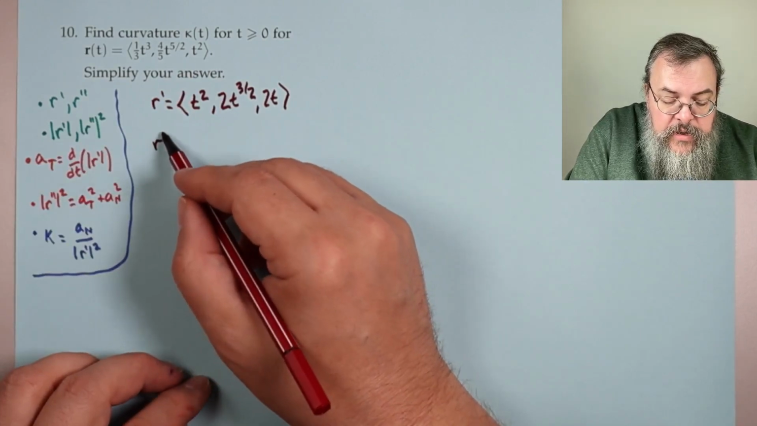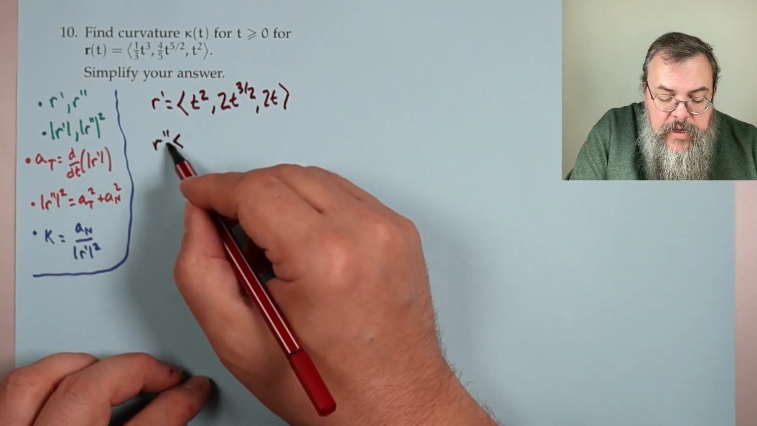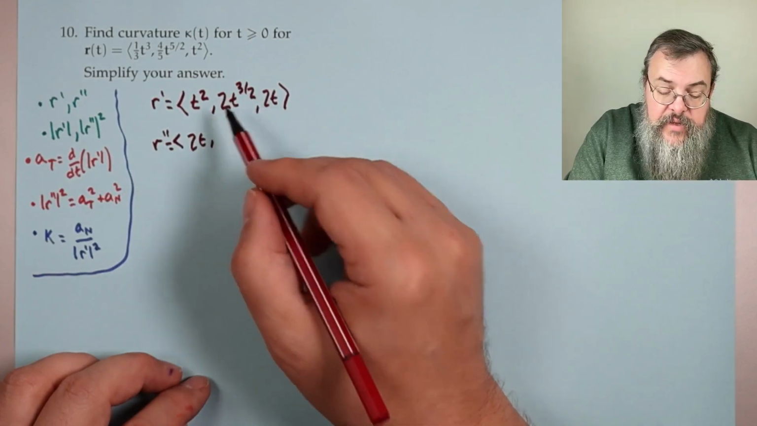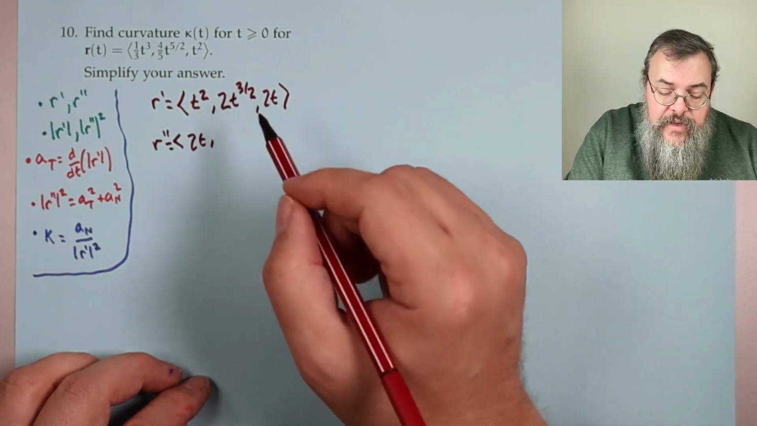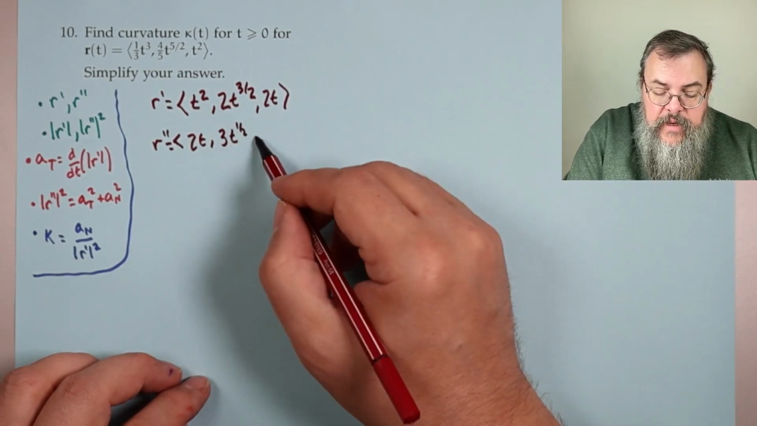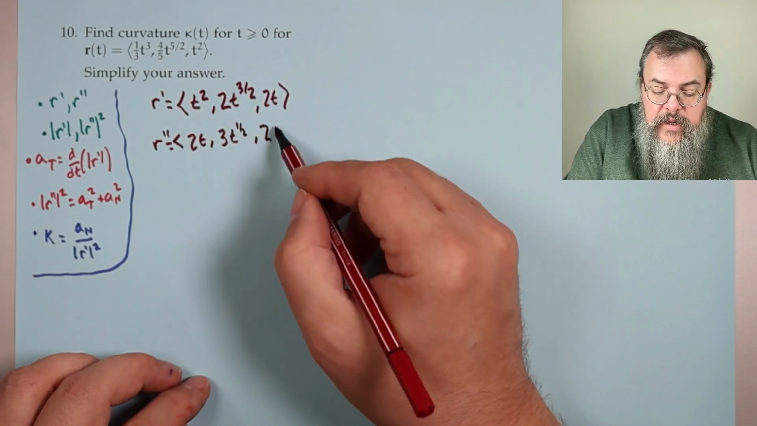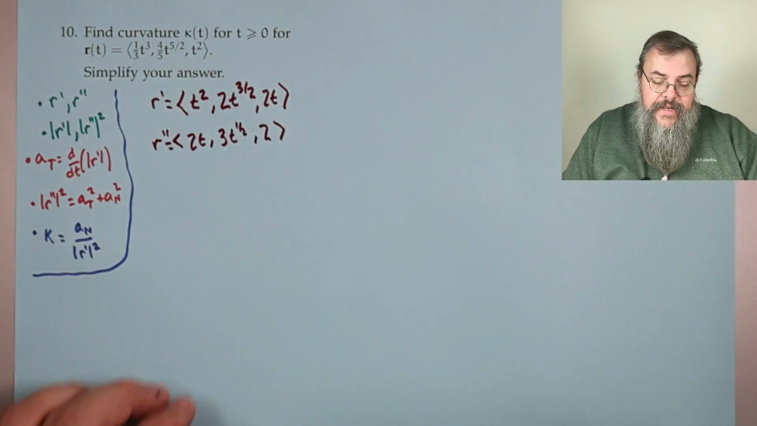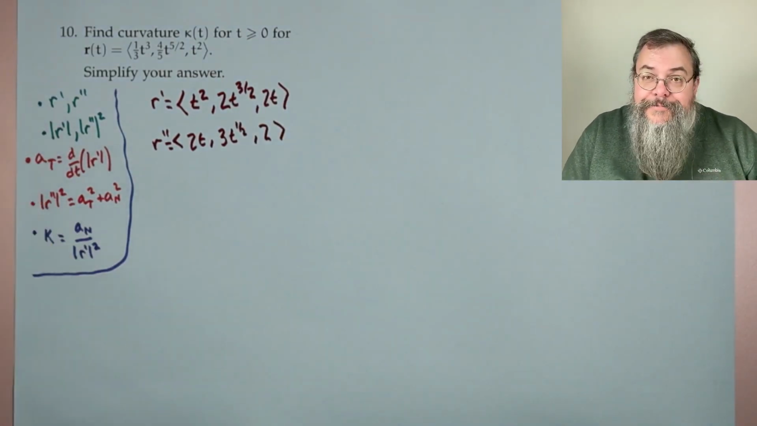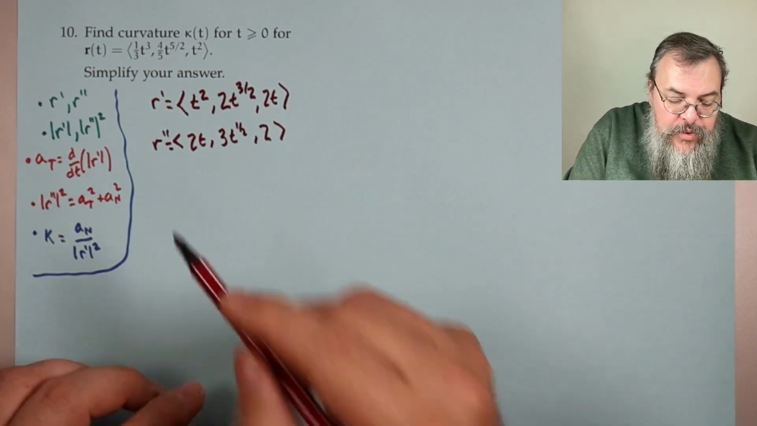While we're here, thinking derivatives, r double prime will be 2t. The 3/2 comes down. 2 times 3/2 is going to make 3t to the 1/2. And then a 2. All right, so that's our first dot. On to dot number 2.